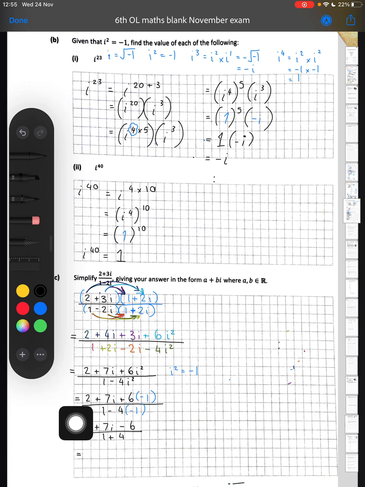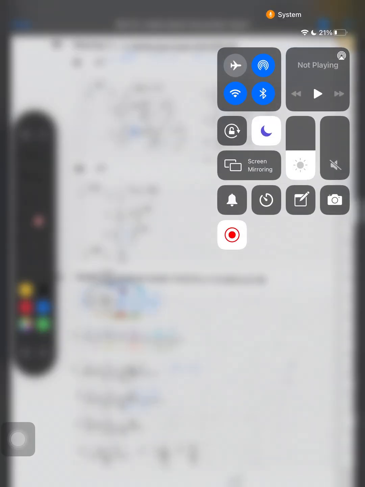Okay, so I'm going to just simplify the top here, because I know 2 minus 6 is minus 4. So I'm going to have minus 4 plus 7i, and then on the denominator I have 1 plus 4, which is 5. Okay, so I have minus 4 plus 7i over 5. And I can write this as well as minus 4 over 5 plus 7i over 5, or 7 over 5 i. Okay? Okay, I'll stop that and then go on to the next one.